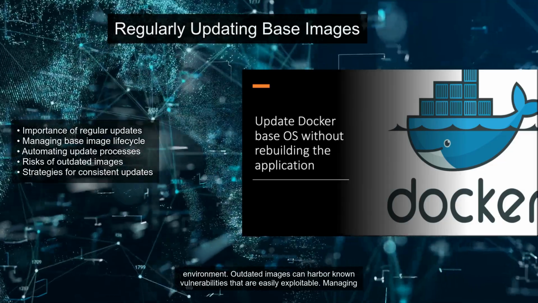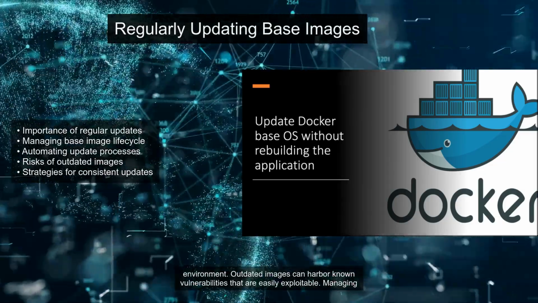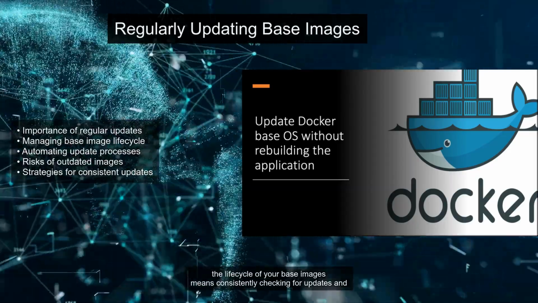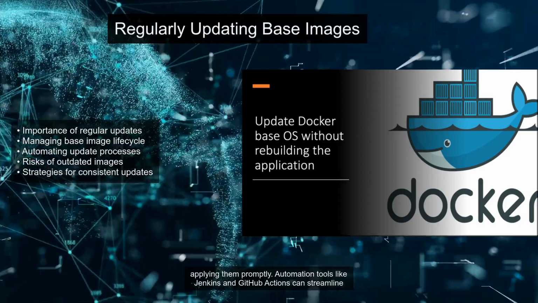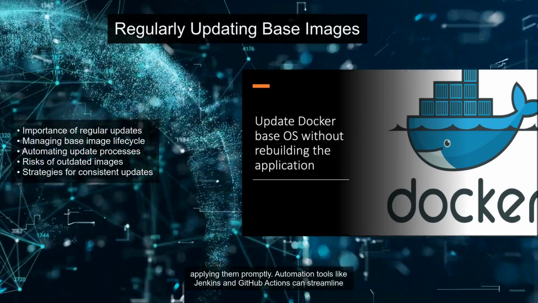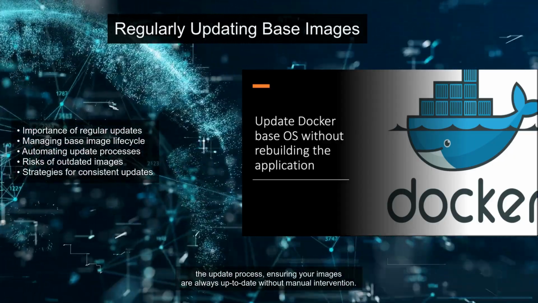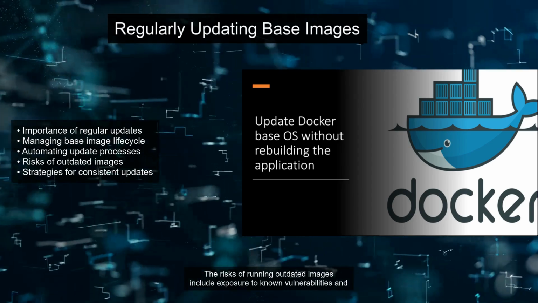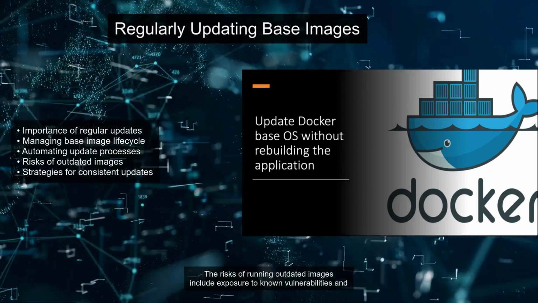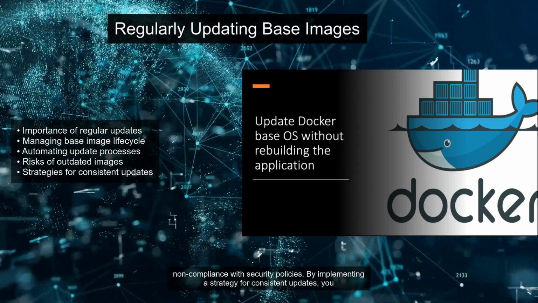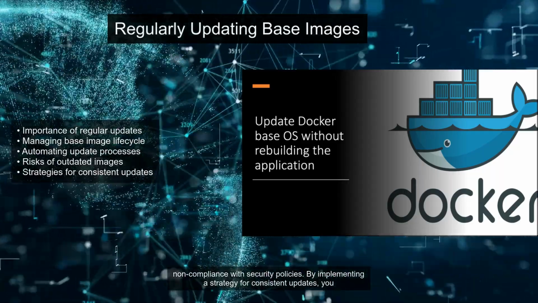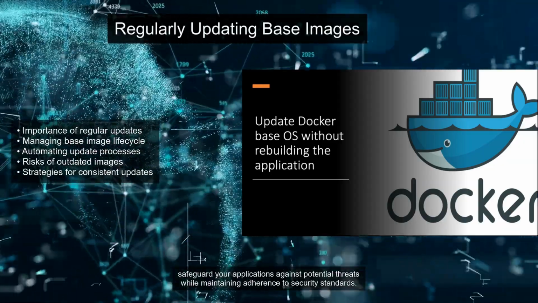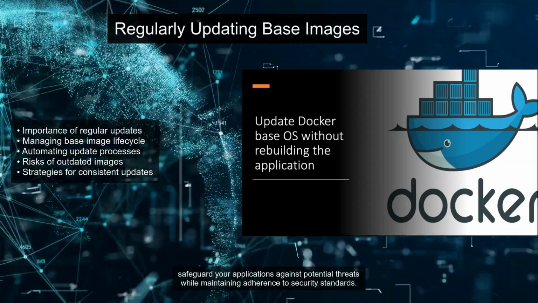Regularly updating your Docker base images is integral to maintaining a secure environment. Outdated images can harbor known vulnerabilities that are easily exploitable. Managing the lifecycle of your base images means consistently checking for updates and applying them promptly. Automation tools like Jenkins and GitHub Actions can streamline the update process, ensuring your images are always up to date without manual intervention. The risks of running outdated images include exposure to known vulnerabilities and non-compliance with security policies. By implementing a strategy for consistent updates, you safeguard your applications against potential threats while maintaining adherence to security standards.